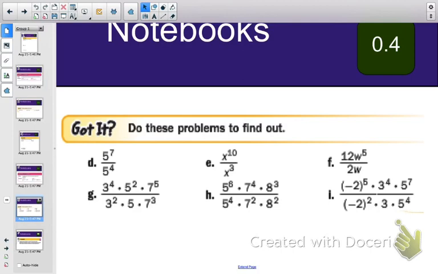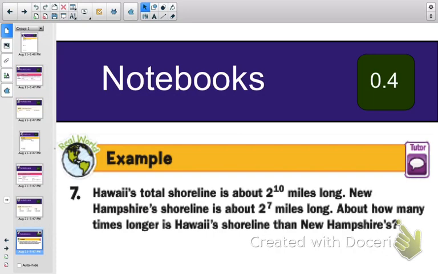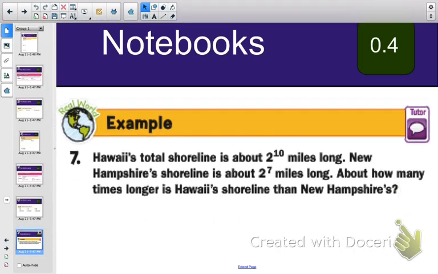And our last slide here. I think it's the last one. Yes. This one says Hawaii's total shoreline is about 2 to the 10th miles long. New Hampshire's shoreline is about 2 to the 7th miles long. About how many times longer is Hawaii's shoreline than New Hampshire's? So you have to figure out what operation you want to use. Are we adding, subtracting, multiplying, or dividing? It wants to know how many times larger Hawaii's shoreline is than New Hampshire's.